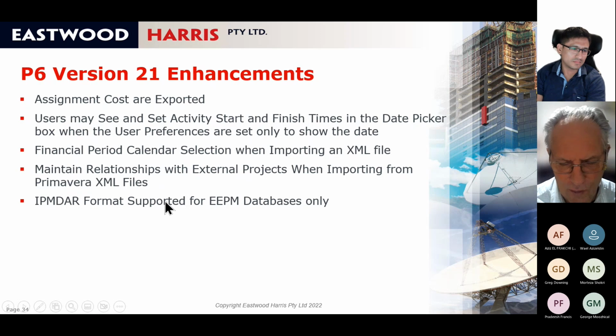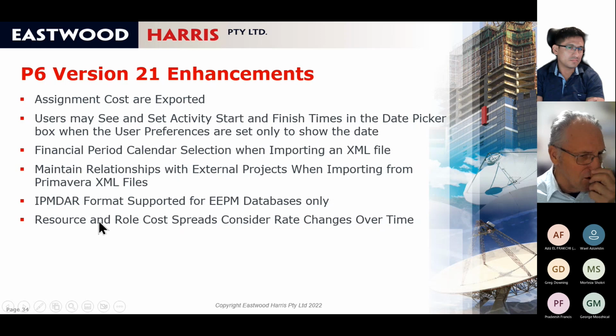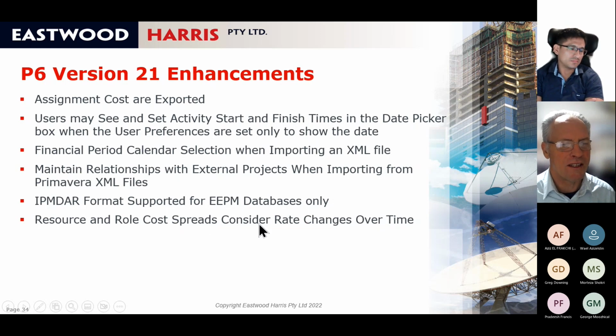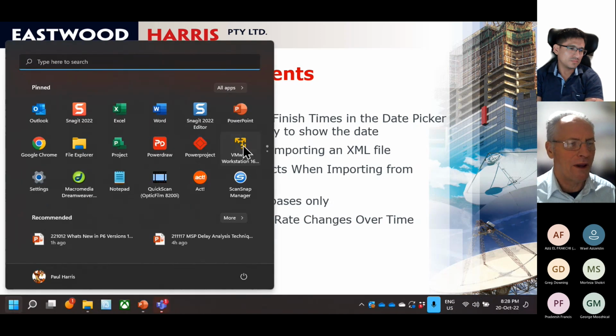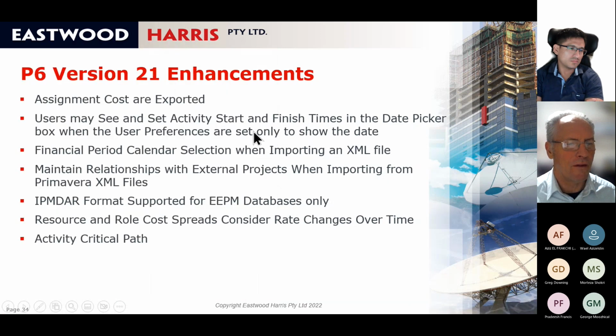IMPDAR format is a format in the US that can now be imported. Resource and role cost spreads consider the rate change over time. What this means is now cash flows are done properly. There's an activity critical path toolbar, which in actual fact I ought to fire up P6 to demonstrate. I should have fired this up before. I'll fire this up in the background now while I finish the presentation.